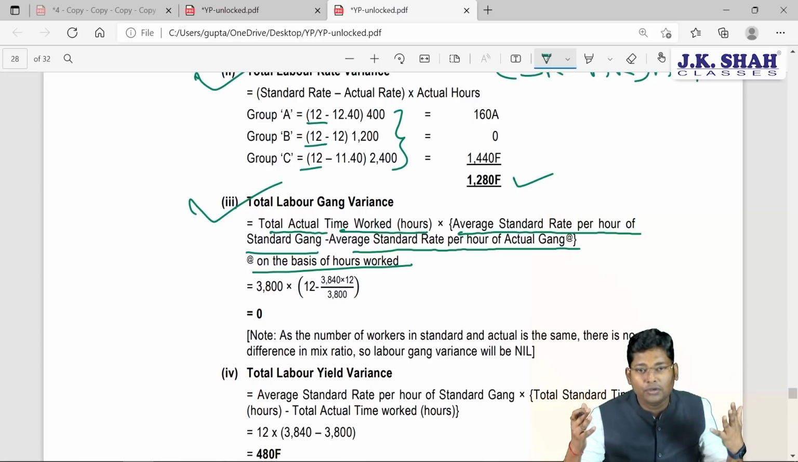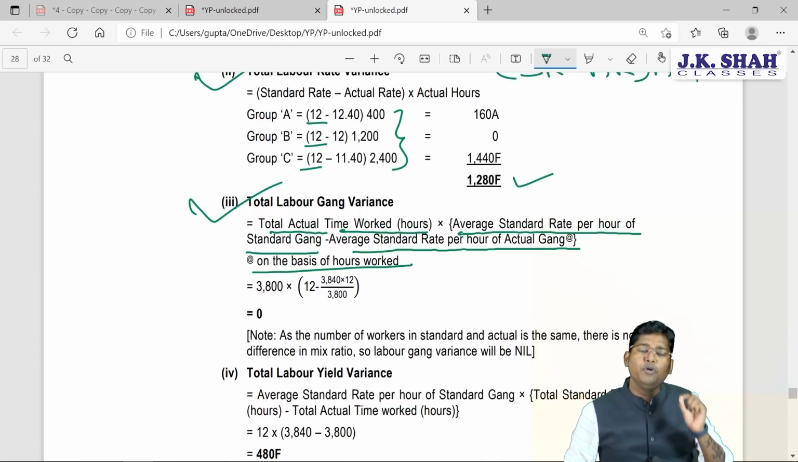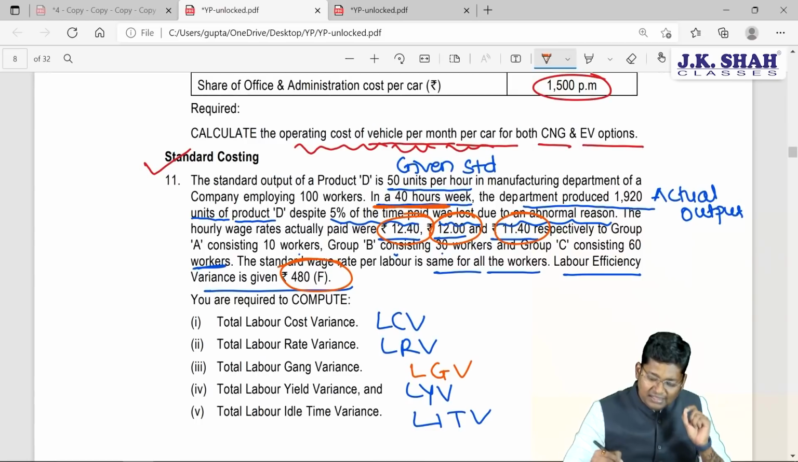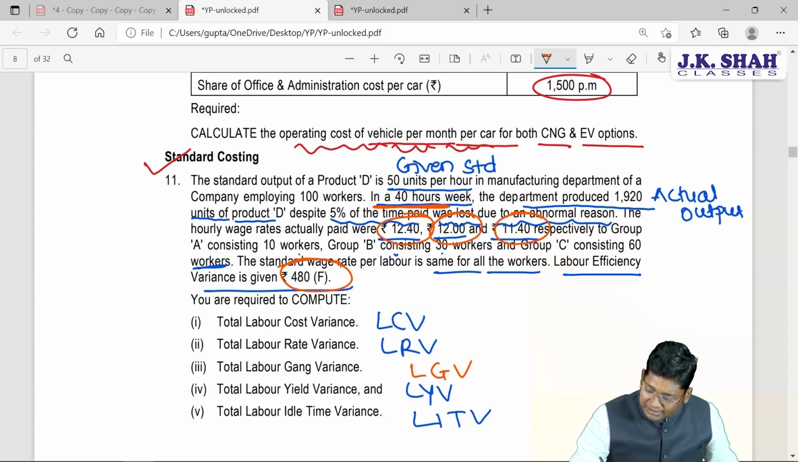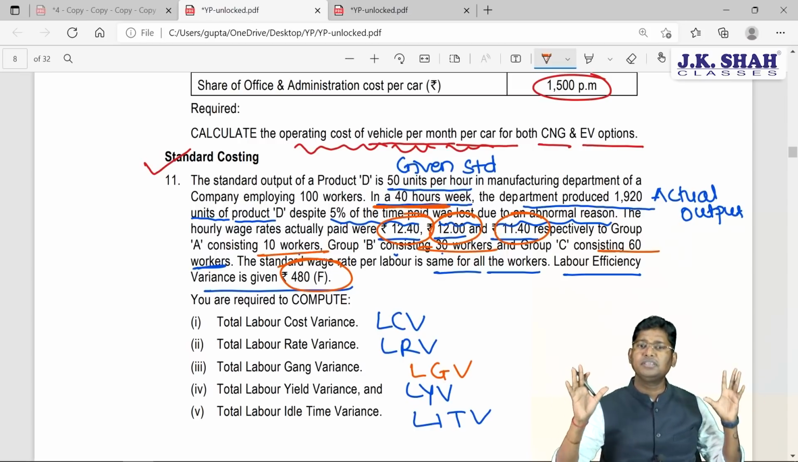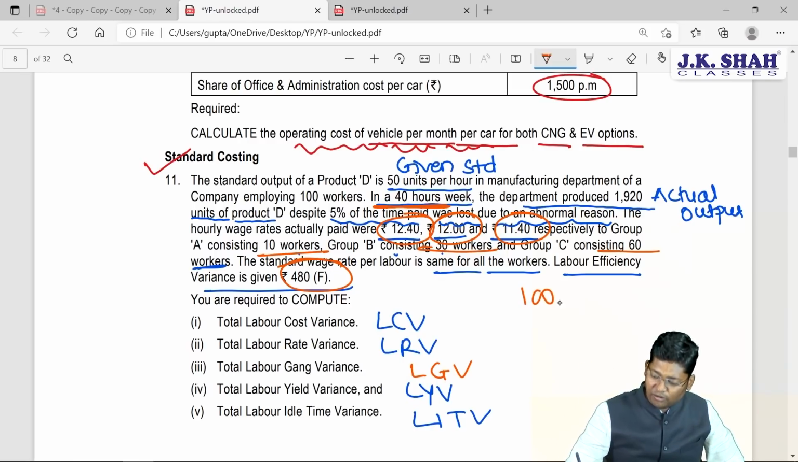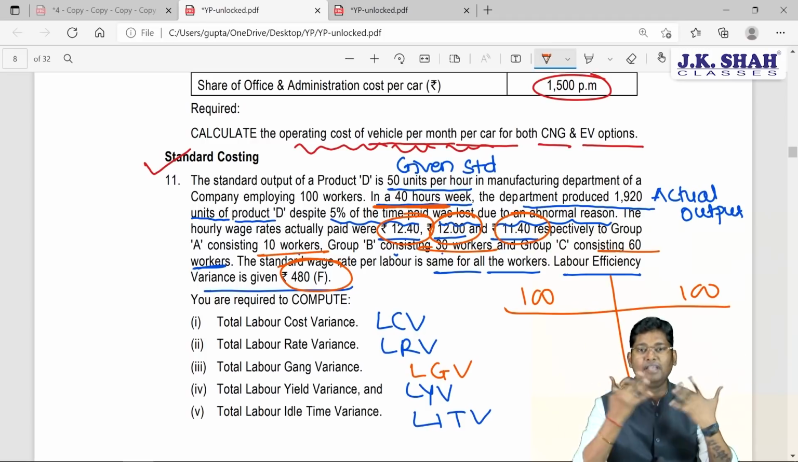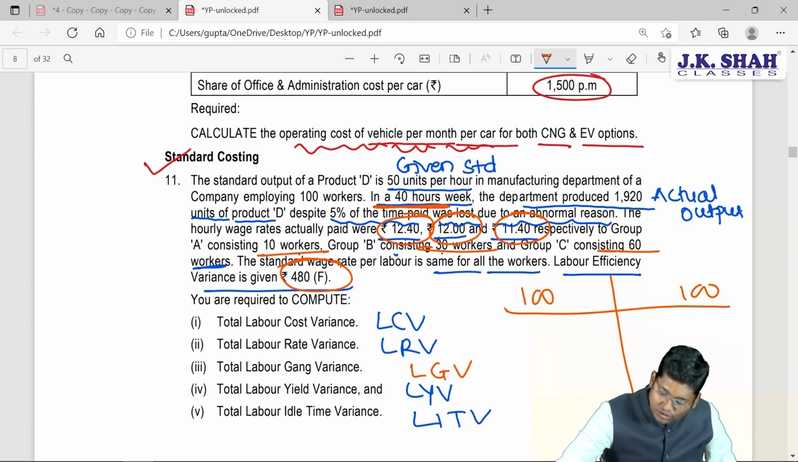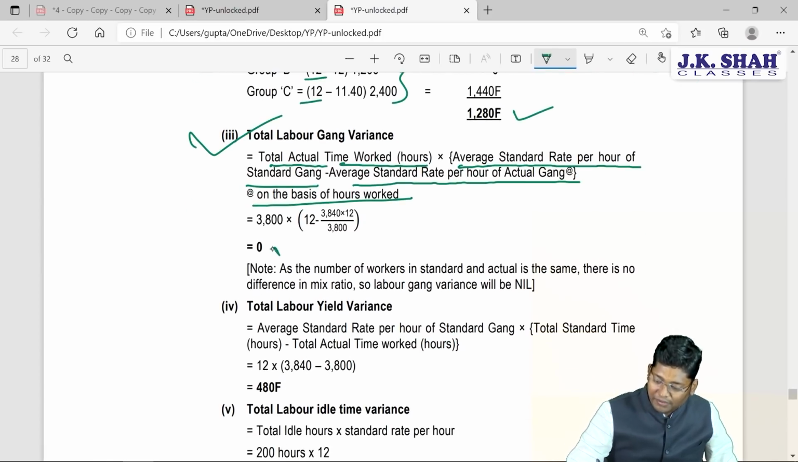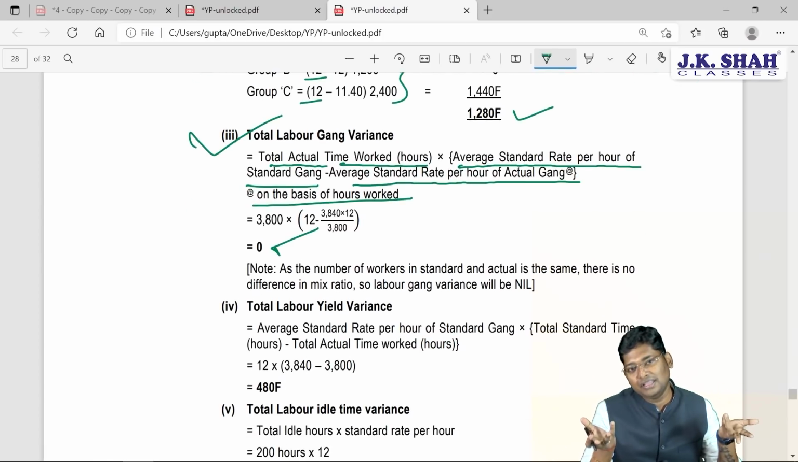They are confusing you. In short, what we need to do, we need to do only one thing. First, you should check, is there any variation in the number of worker given? No. As per given information, they say is 10 workers, then 60 workers and 30 workers, overall 100 workers are working. So what we assume, we have set our standard according to 100 workers, we have recorded our actual according to 100 workers. There is not at all a variance between your actual number of workers and standard number of workers. When there is no difference in the number of worker, which means there is no variance, and it is clearly mentioned in the question that there is no labor gang variance, so it is 0. It has to be 0.